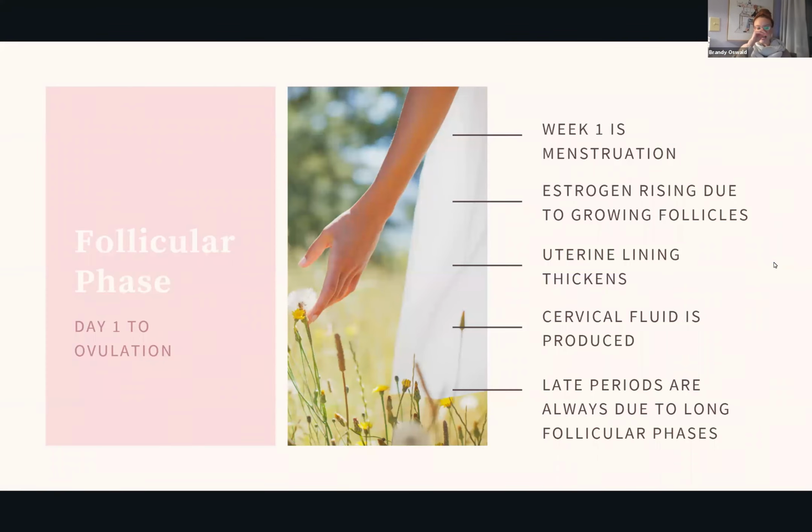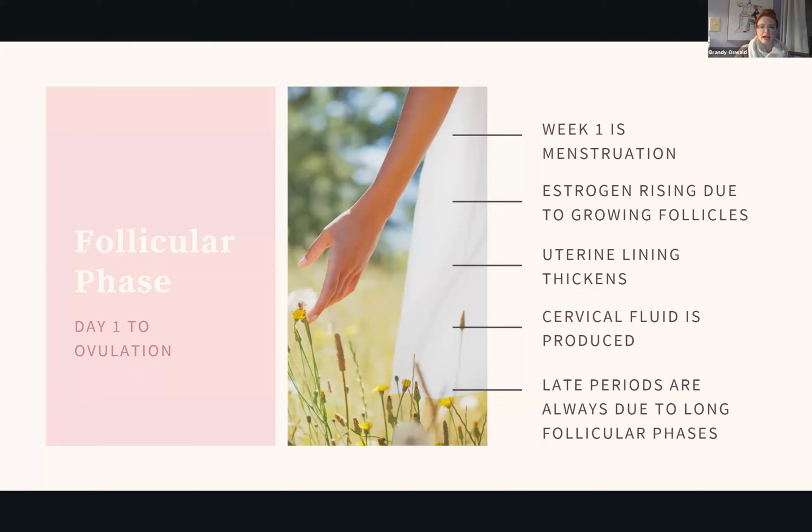Up next, we have the follicular phase. Now, this is confusing, so I'm going to break it down. The follicular phase doesn't necessarily happen after our period. It's happening at the same time. So the follicular phase is the phase of our cycle from day 1 to ovulation. And day 1 is the first day of our period. So the first week of the follicular phase is menstruation. It's that menstrual phase that we just talked about.